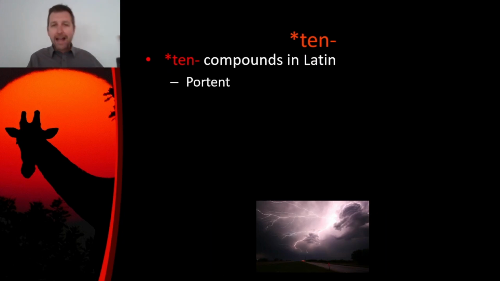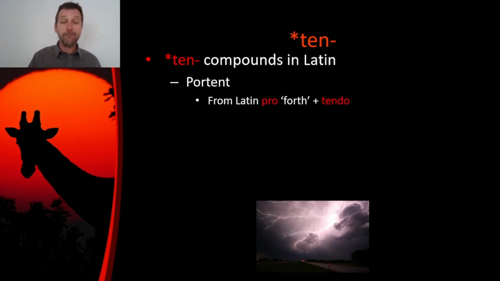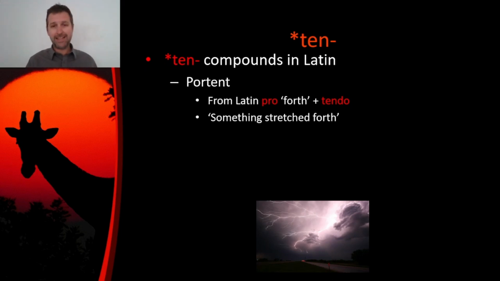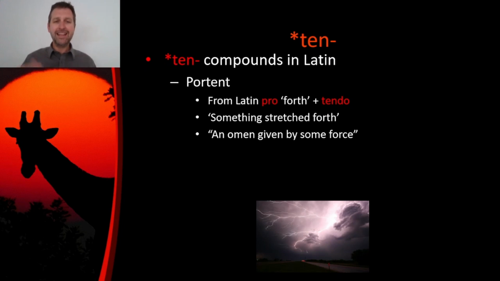Here's a somewhat less common set of compounds in English, but you'll probably recognize the word. If you know what a portent is, again, this is something that we use every day, but you know, if you read some books, you know what this word is. Portent comes from the Latin preverb or preposition pro, which means forward or forth, plus tendo. And so a portent is literally something stretched forth. And the way that we usually use this is an omen.